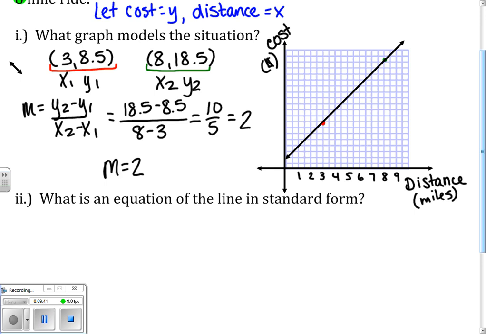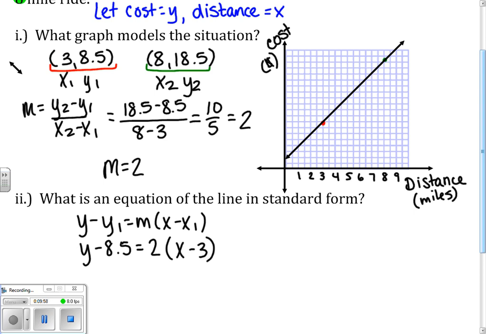I know that the second equation wants this in standard form, but it's actually easier to start with point-slope and then just get standard from that. So I'm going to use the first ordered pair and the slope. I get y minus 8.5 equals 2 times x minus 3. And all I'm going to do is clean this up so that it's in standard form. Remember, my goal is ax plus by equals c. So the first thing I'm going to do is distribute the 2. I get y minus 8.5 equals 2x minus 6.